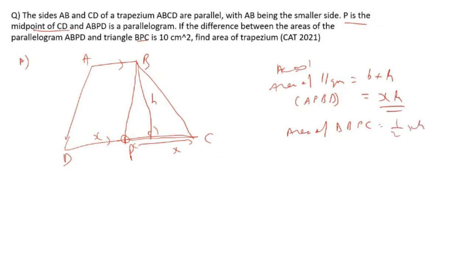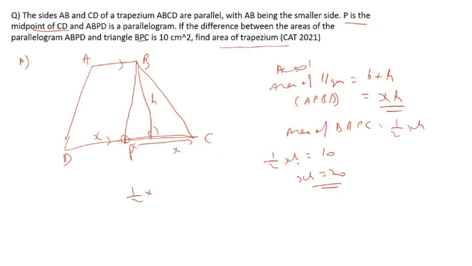We are given that XH and half XH differ by 10 centimeters square. So basically half XH will be equal to 10, so XH will be equal to 20. We need to find the area of the trapezium again. So if XH is 20, what is the area of the trapezium?